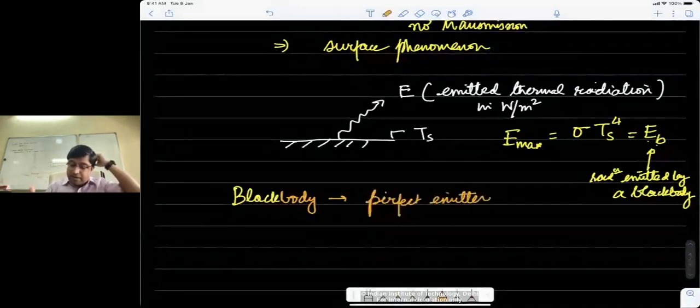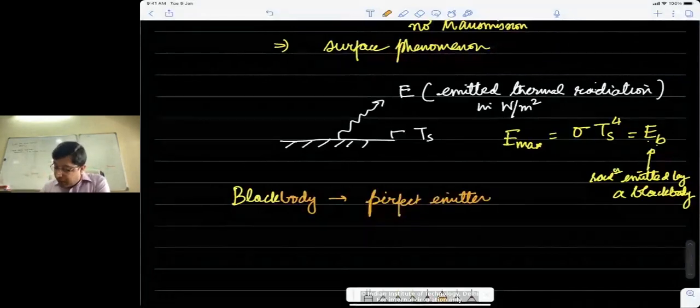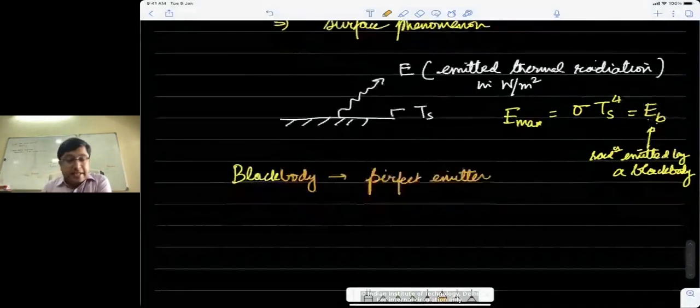So if a surface is at some temperature, and the radiation being emitted is given by sigma Ts to the power 4, we will call that a perfect emitter or a black body. This is the maximum limit that a surface can emit. But real surfaces will emit something less than this.